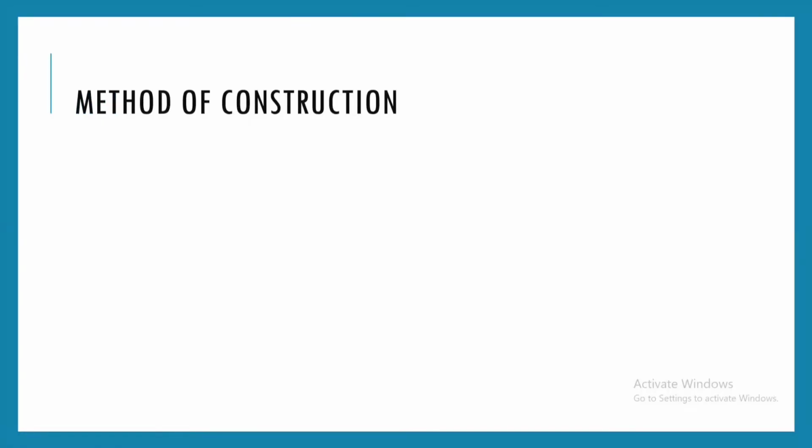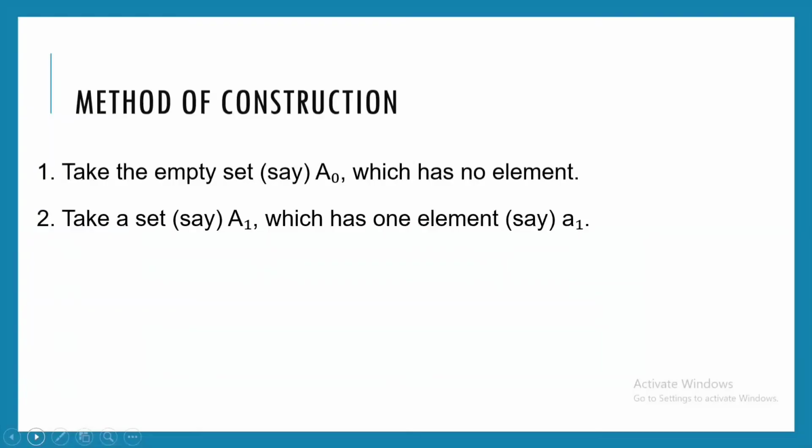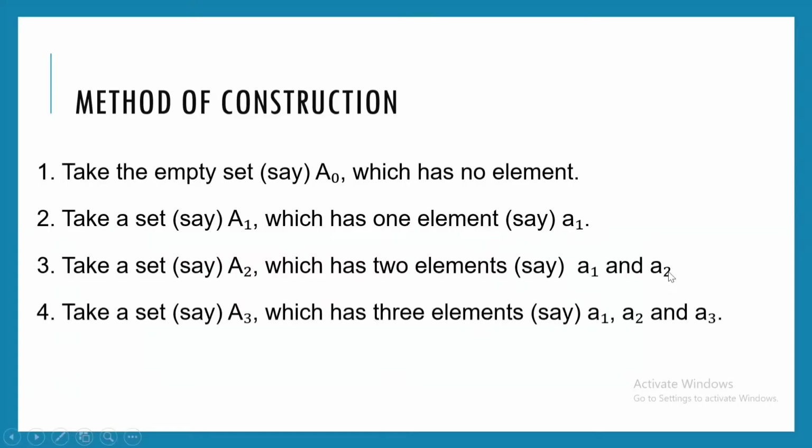I take 4 sets. Take the first set as the empty set. I call it A0 and obviously it has no element. I take my second set which is A1 and I take one element in it and I name it, let's say, A1. Now the next thing is I take another set A2 and A2 has two elements, say A1 and A2. A3 is the fourth set that I'm taking and it has three elements, say A1, A2 and A3.